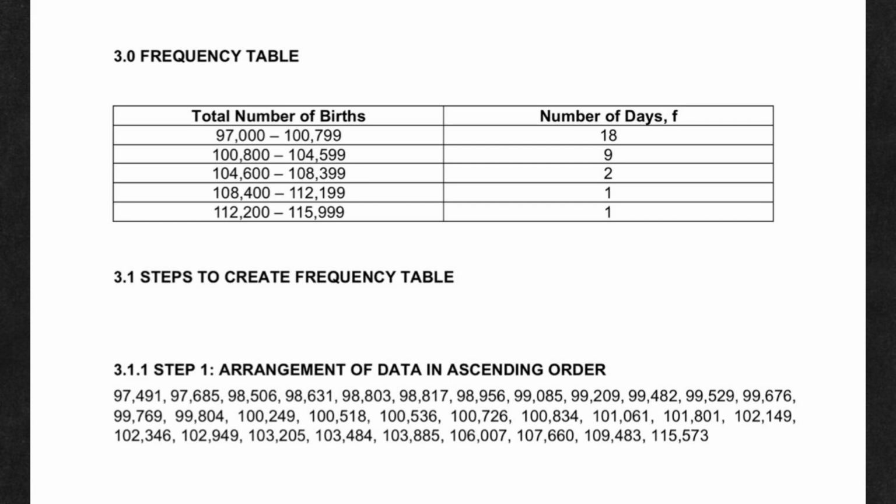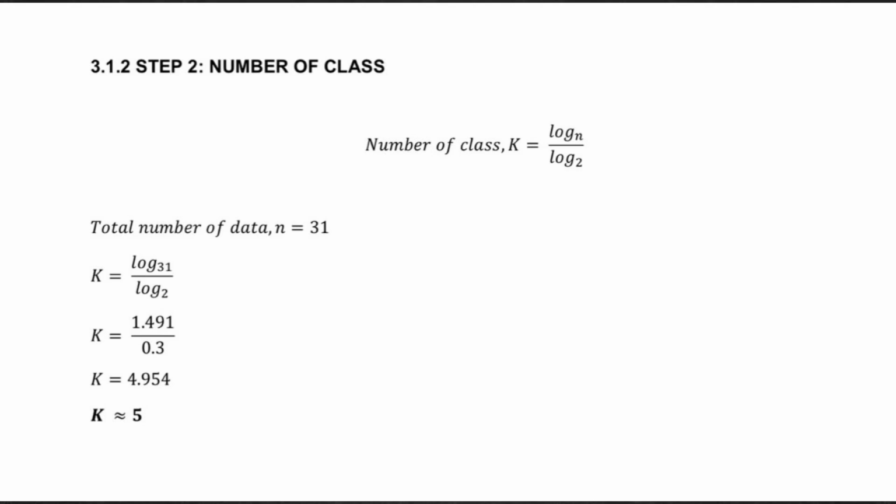Step 1. Arrangement of data in ascending order. This is how to do the frequency table. The first step is to arrange all observations in ascending order, starting from the smallest value and ending with the largest value. The smallest value of births recorded is 97,491, while the largest number of births recorded is 115,573. Arranging the data in ascending order helps us identify the data range and makes it easier to construct the frequency table.